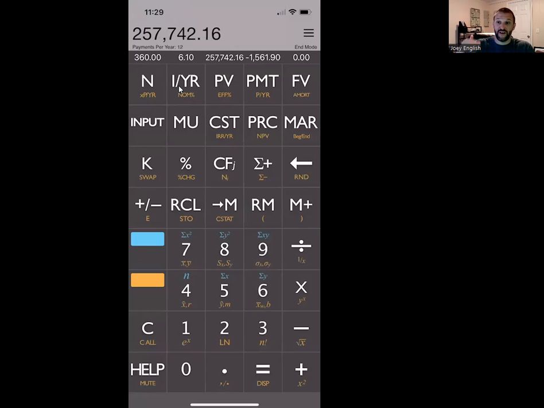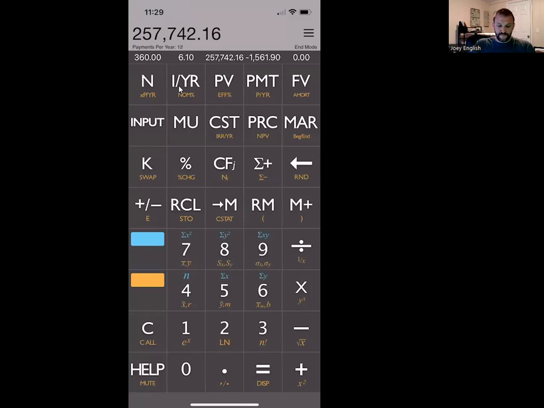$257,000. So we went from somebody that could qualify for a $350,000 mortgage down to a $257,000 mortgage. That's nearly $100,000 lost in buying power from the interest rate increase. That's a pretty big deal.